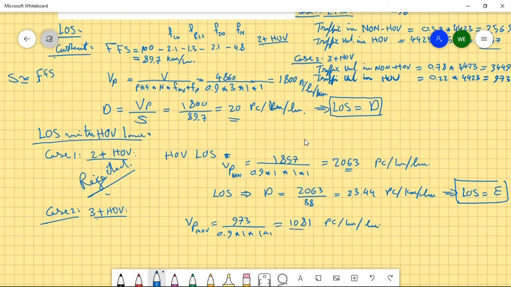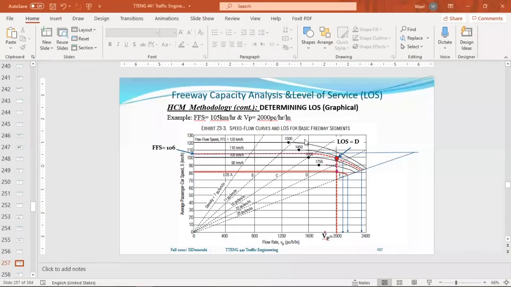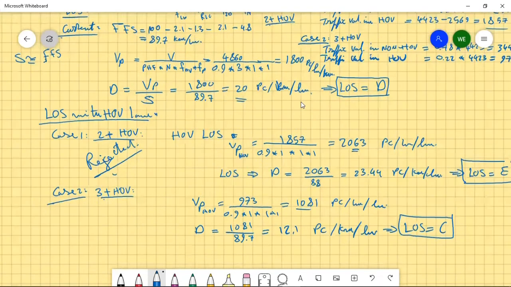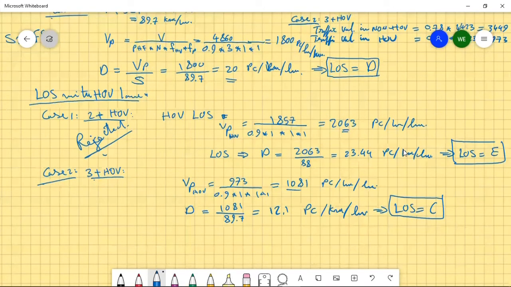And of course, this is in the linear part, so the density equals the volume divided by 89.7. So here we have 89.7. We have 12. That's wonderful. Passenger car per kilometer per lane. That's the density. The level of service in the HOV lane will be, I think, C or B. It's going to be C, upper C. So basically, people will tend to try to use it. Let's check how the situation is for the non-HOV lane traffic.